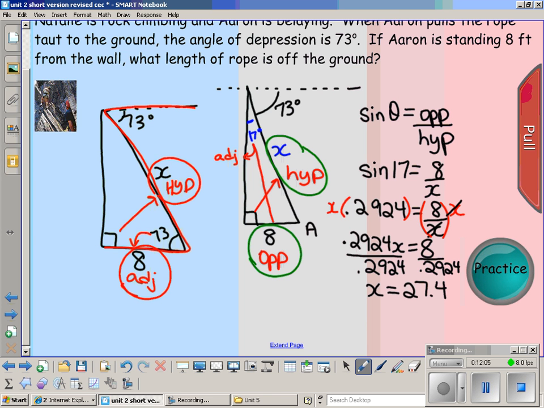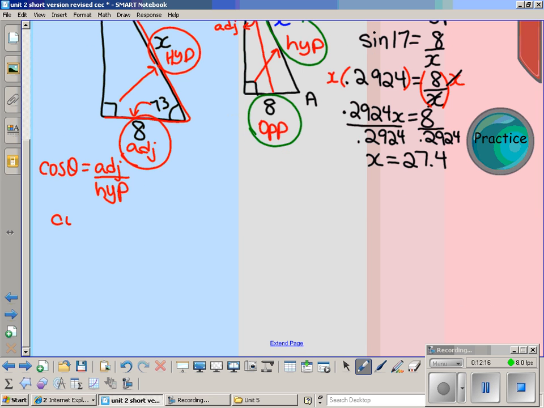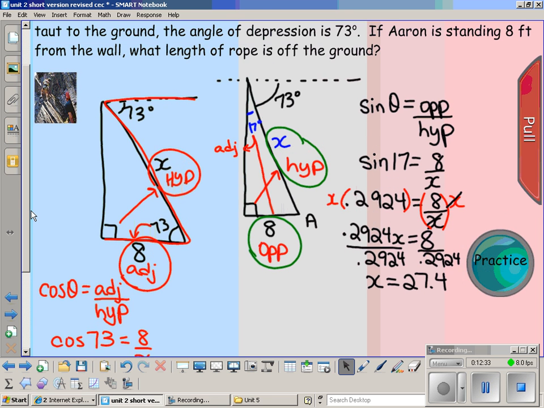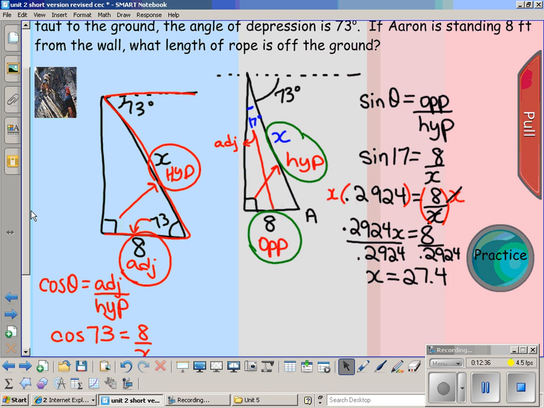Which ratio uses adjacent and hypotenuse? Cos does. We could have solved this using cos, but we would have been finding cos of 73. So we are using a different angle, but your answer is still going to be the same. So just so you are aware, it could have been solved using a different strategy. So the key to these is to draw your diagram and then label your sides. Look at which two sides you are going to be using in the question and determine which ratio you need to use to solve.